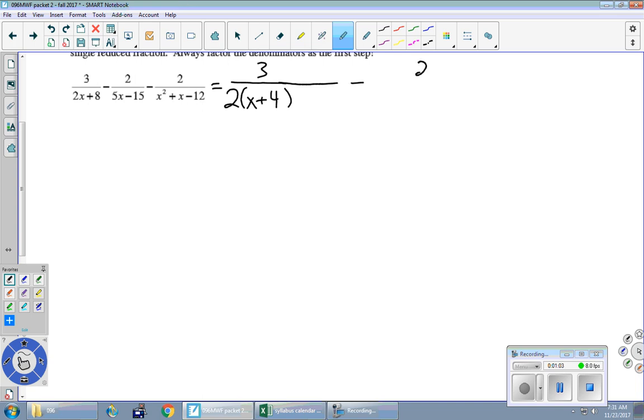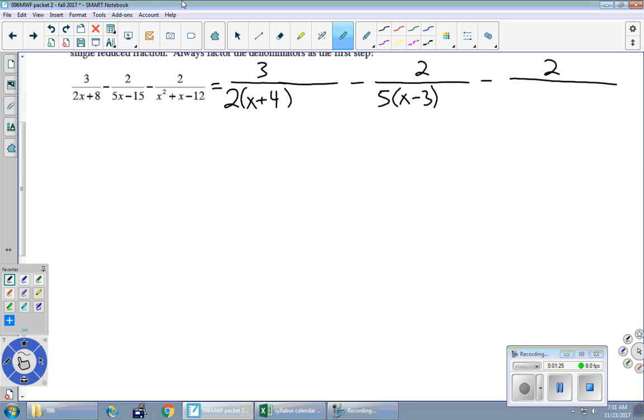Minus, I've got a 2 in the top, 5x minus 15. Again, always look for the greatest common factor first. In this case, it's a 5. And again, we'll leave a little space there. Copy the 2 on top. All right, in the last denominator, the greatest common factor is 1, so nothing to do there.